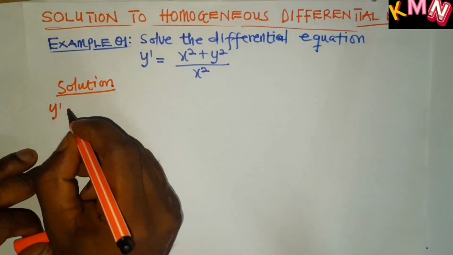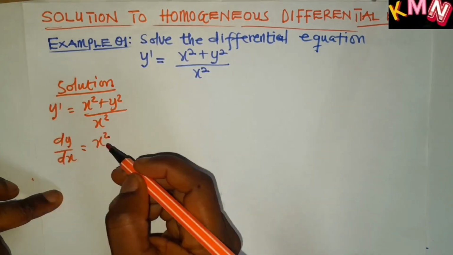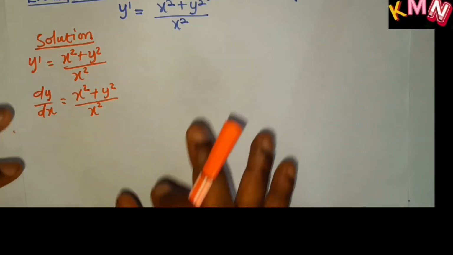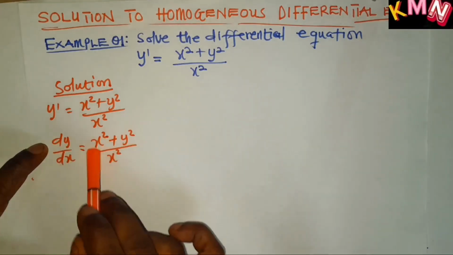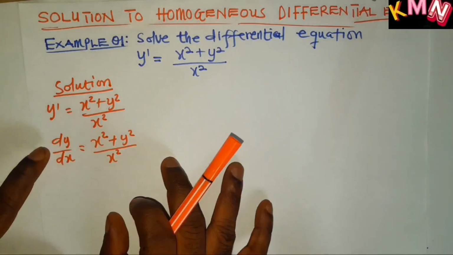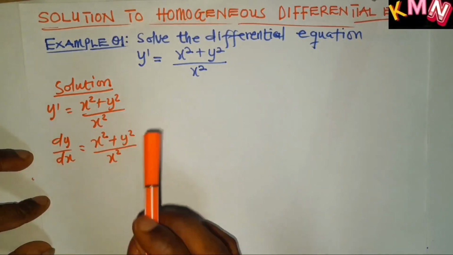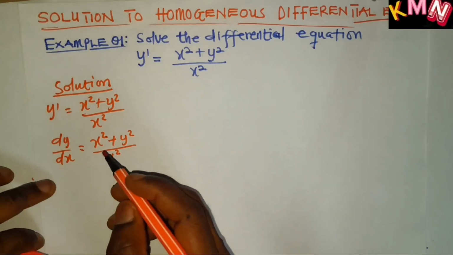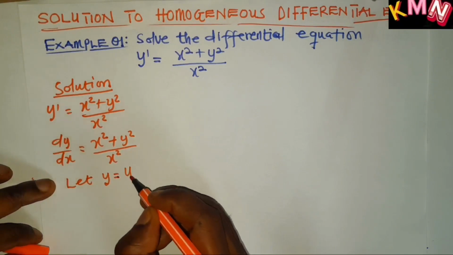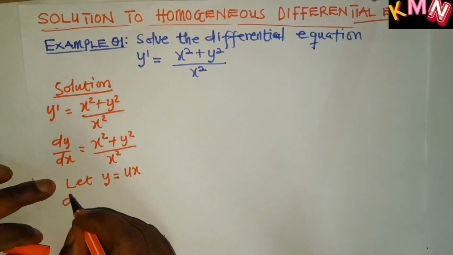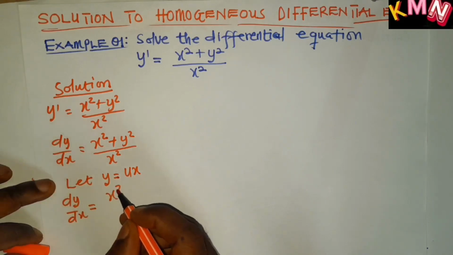Solution. We can change this to dy dx, because for you to solve a homogeneous differential equation, we need to transform this to a separable differential equation in terms of variables u and x. So in that case, we are going to let y equal ux.